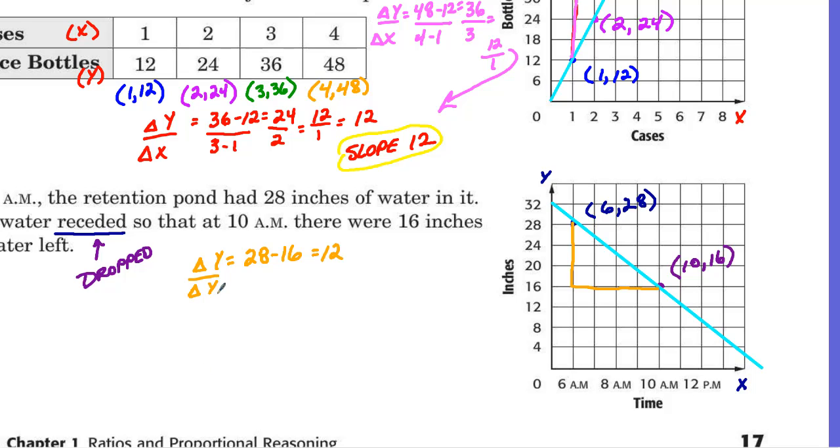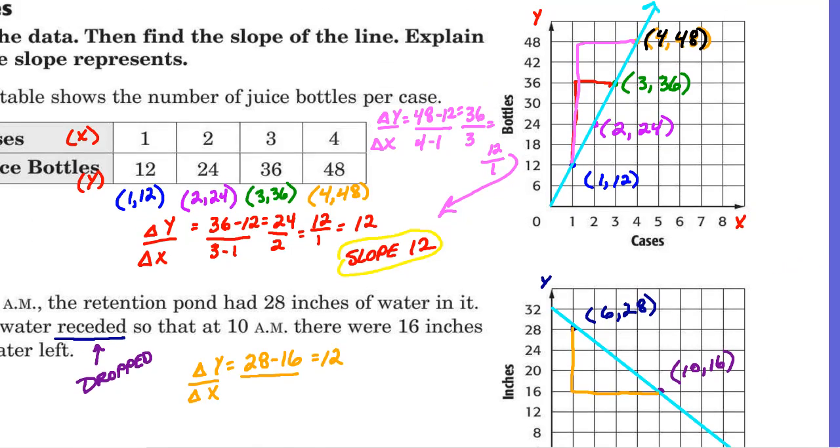The delta of x, the change of x. Well, in that same time, x changed from 6 to 10. Now, here's the place you have to be really careful. Before, we were always taking the big number minus the small number, but we have to keep the pairs together. The 6 and the 28 have to stay together.